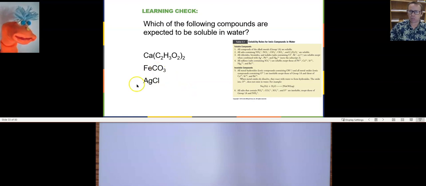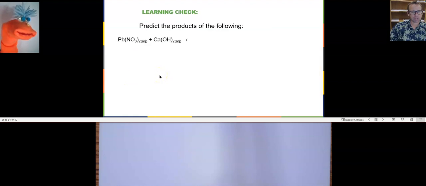How about this one here? Is silver chloride going to be soluble? Chlorides are generally soluble. That's rule number 5, is it? I think it's rule number 3. Oh, rule number 3. But silver is an exception. Yes, silver is an exception. So, good. We use these rules then to predict whether or not compounds are soluble or not.